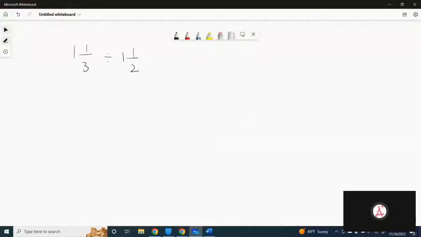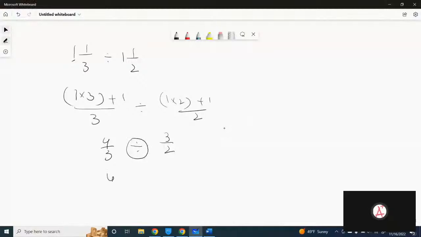Okay, just convert them to improper fractions. How do we convert? Just do 3 times 1, then you have to add the numerator, plus 1 over 3. Got it? So you already did these things in the previous grade, isn't it? It would be 1 times 2 plus 1 over 2. So it would be 3 plus 1 is 4 over 3, and divided by 2 times 1 is 2, and plus 1 is 3 over 2.